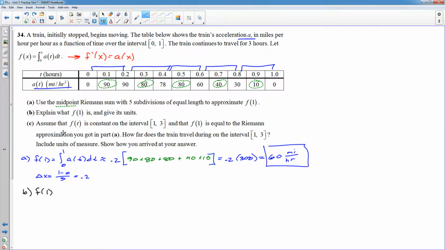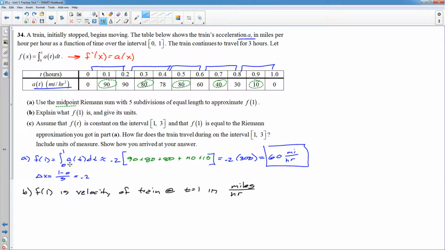That was an approximation. F of 1 would be the antiderivative of acceleration. Therefore, f of 1 is the velocity of the train at time t equals 1. And it's measured in miles per hour. So that would be all you have to do for part B.